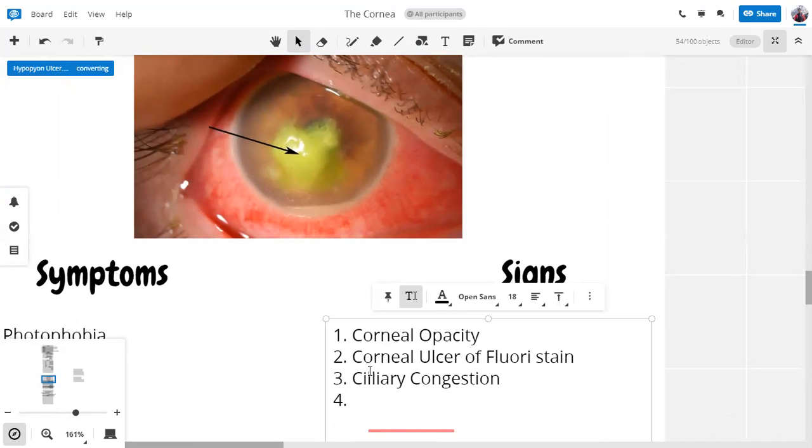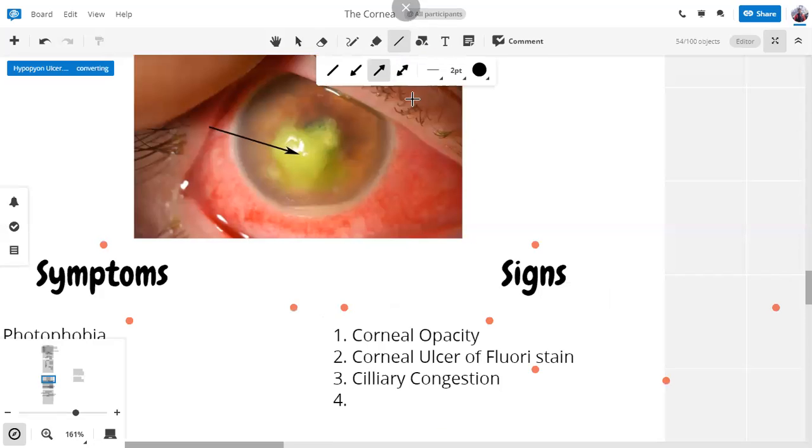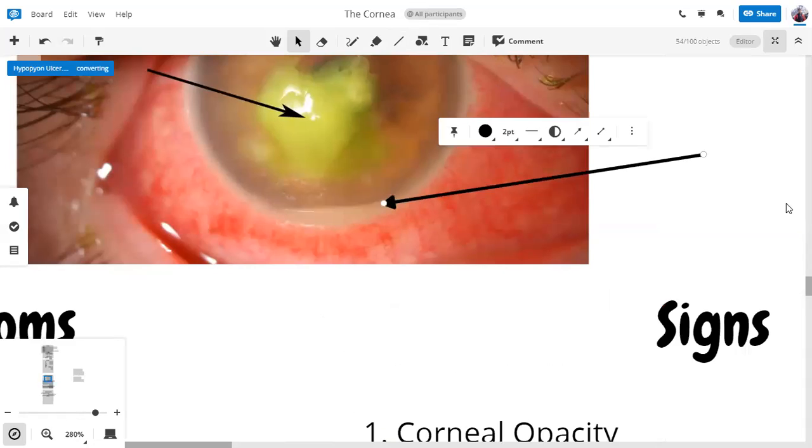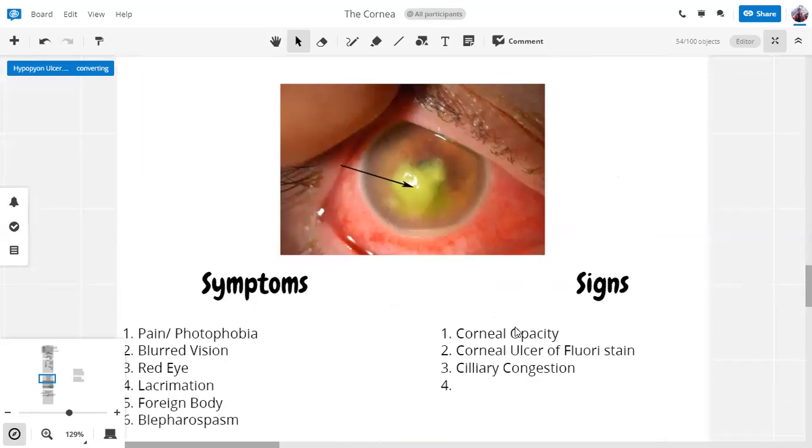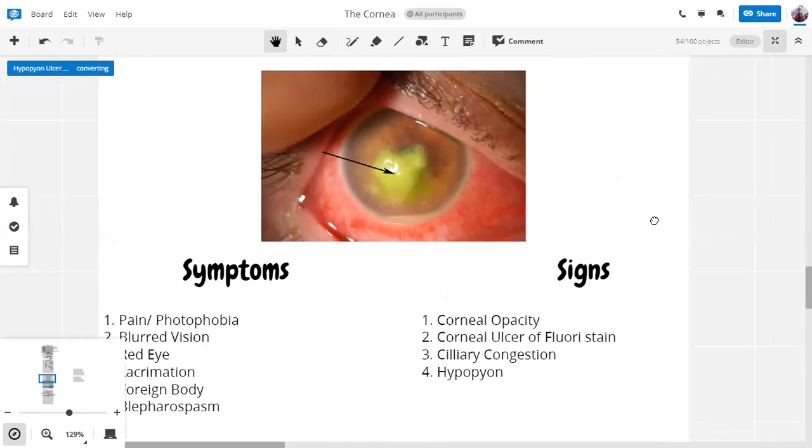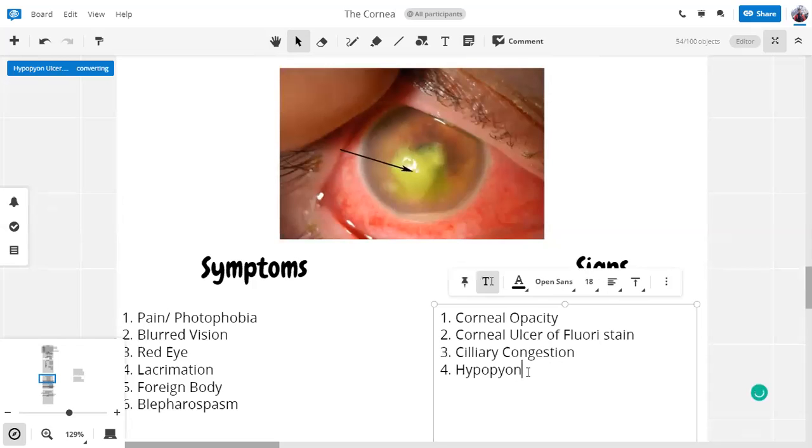और क्या है इस तस्वीर में? There's one thing you're missing. It's pretty obvious because I know it's there. ये क्या है? Hypopyon. Hypopyon is present in corneal ulcers. It can be present in corneal ulcers. कुछ corneal ulcers में होता है, कुछ नहीं होता. हम आगे discuss कर लेते हैं. Hypopyon is also a sign. अगर hypopyon है तो hypopyon के अलावा हमें क्या मिल सकता है? तो hypopyon के साथ अमूमन मिलती है चीजें.